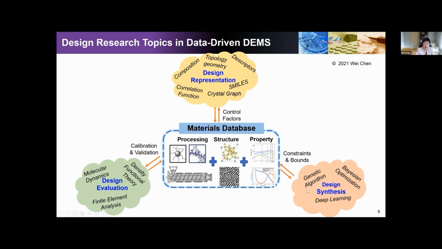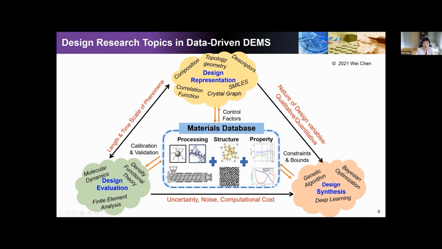These three topics are very interrelated, and that's something that I want to show you in this talk, some methods we developed. For example, between design representation and design synthesis, we're developing methods that can address what we call the mixed variable case: qualitative variables, which can be categorical, and quantitative variables that are continuous. Between the topics of design representation and design evaluation, we're looking at methods that can handle different length and time scale phenomena. And finally, between design evaluation and design synthesis, there's a question about how we quantify the uncertainty, how we take into account the noise, as well as the computational cost.